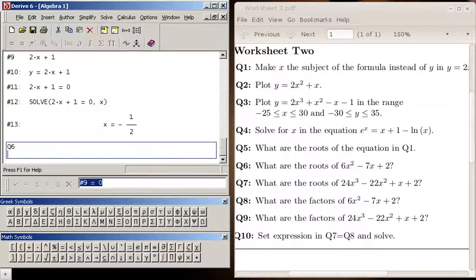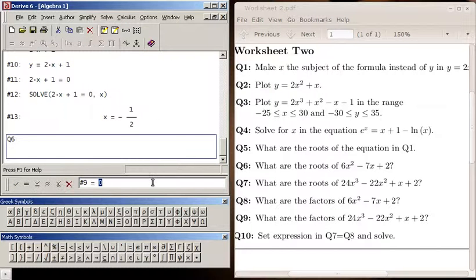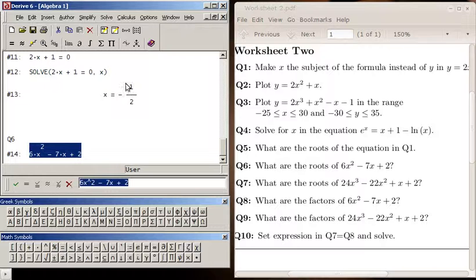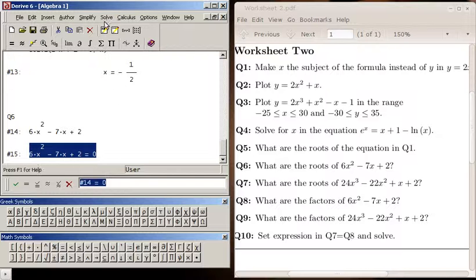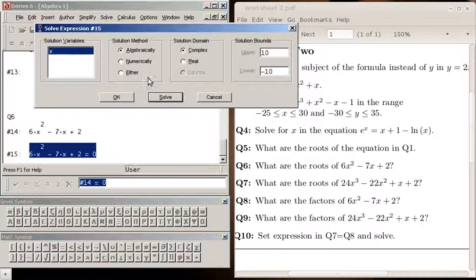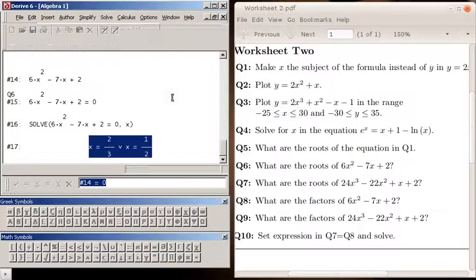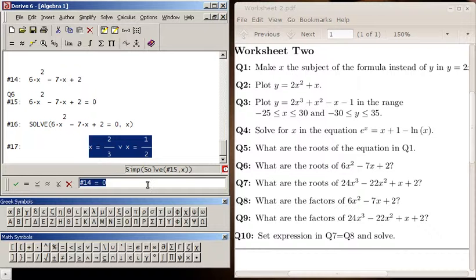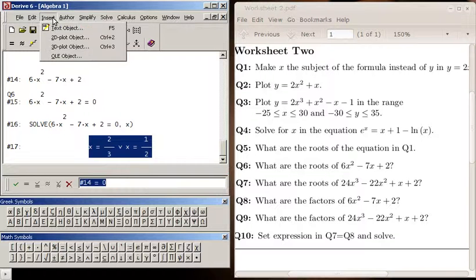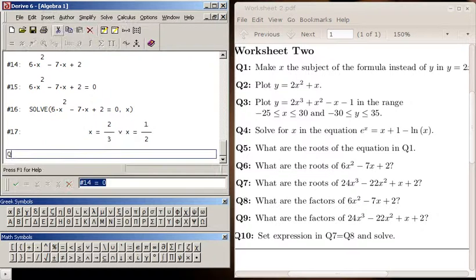Question 6. 6x squared minus 7x plus 2. What are the roots? So, line 14 equals 0. Solve expression. Let's go for algebra. And we get the two answers. Question 7.